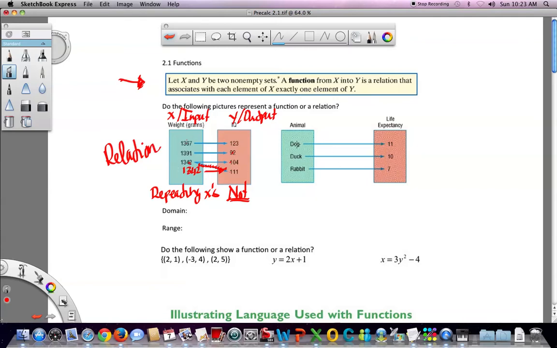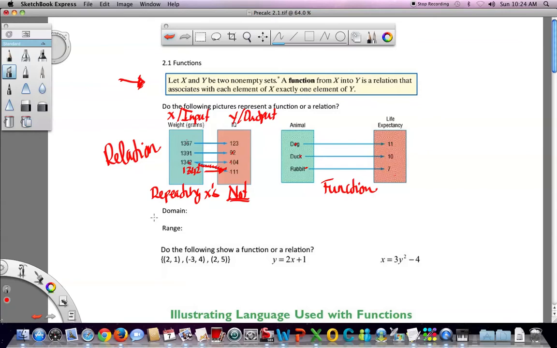Checking then the second table that is given to us, or actually it's called a mapping, to be honest with you, sorry. Dog 11, duck 10, rabbit 7, so every animal has exactly one life expectancy, so this would be a function.